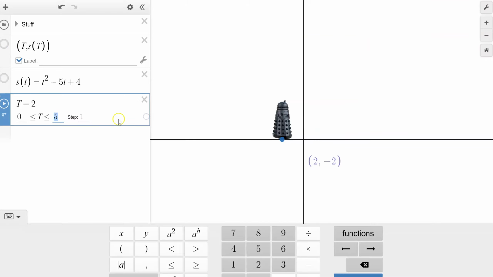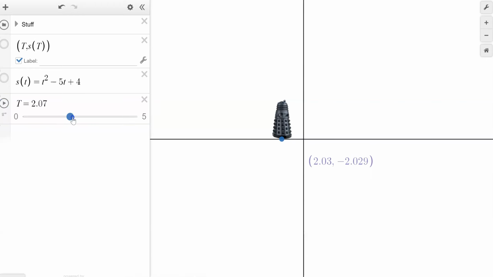That's because I have the steps set at 1. So now if I delete that, you can see that from 2 to 3, it actually went back, and then back to where it is. So it moved to the left and then back to the right. Position didn't change, so average velocity is 0.